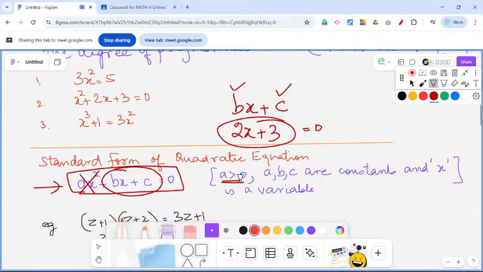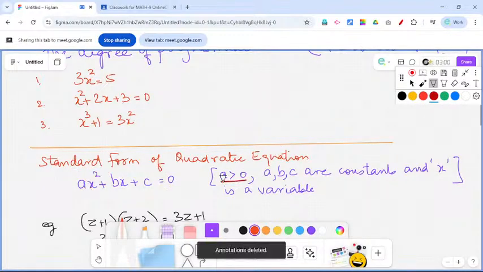So first condition क्या है? That a has to be more than 0, मतलब a cannot be equal to 0, and a, b, c are constants and x is a variable. So ये जो standard form है, इसमें a, b and c they are constant numbers, और variable कौन सा है? This x. So this is called standard form of quadratic equation.